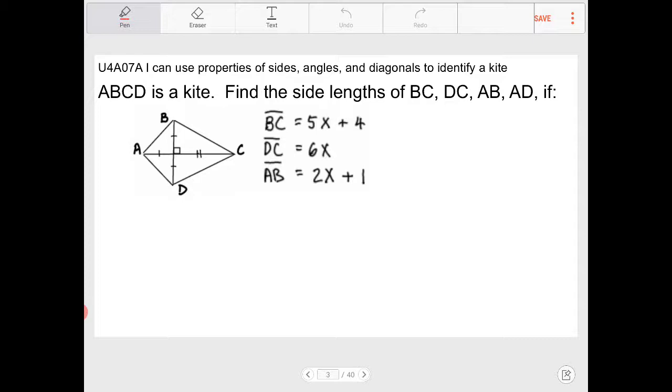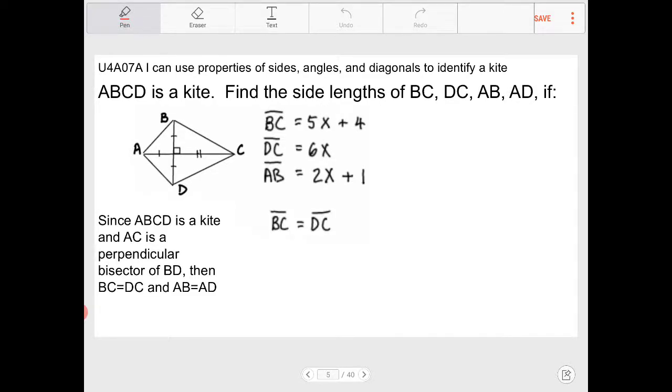So hopefully you had some time to figure this out. Recognizing that this is in fact a kite, immediately I noticed that there are going to be two pairs of congruent right triangles involved here. BC is 5x plus 4. That is actually the hypotenuse of one of the two types of right triangles I see. Same thing with DC. DC is also a hypotenuse. But I also recognize that BC and DC are going to be congruent to one another. So a good place to start is to find out what BC and DC is by equating them with one another.